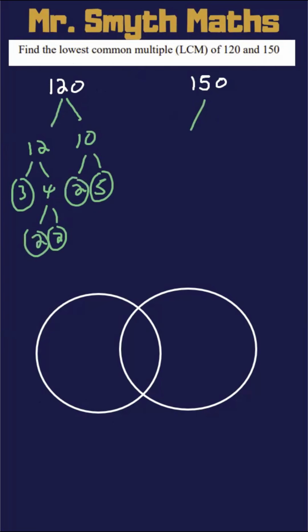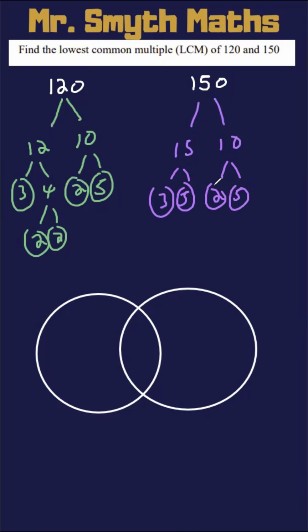Let's do the same with the 150. So let's say we've got 15 times by 10. 15 I'm going to break into 3 and 5, and then we're going to say 10 is broken into 2 and 5, and we stop there. So we continue on to this part. On this one, I'm going to say 120. On this one, I'm going to say 150.